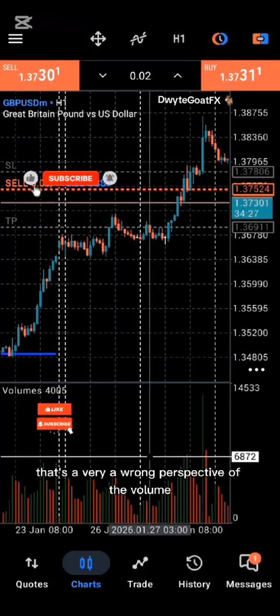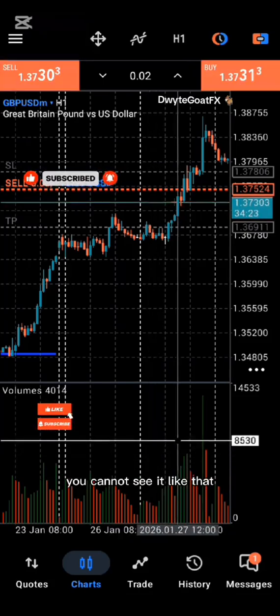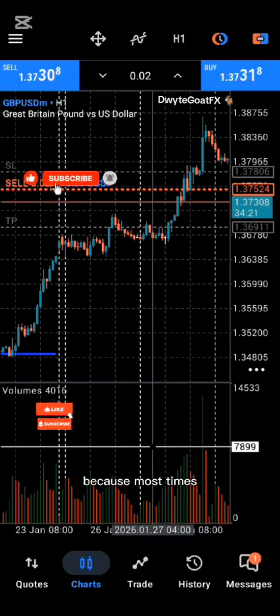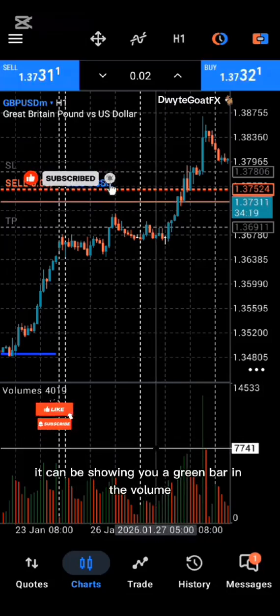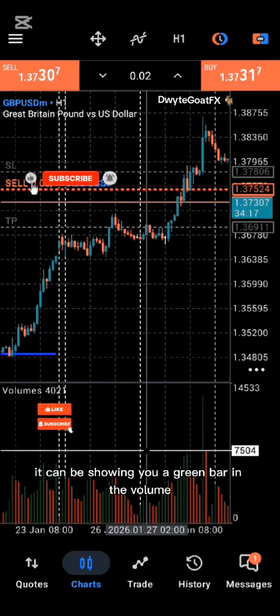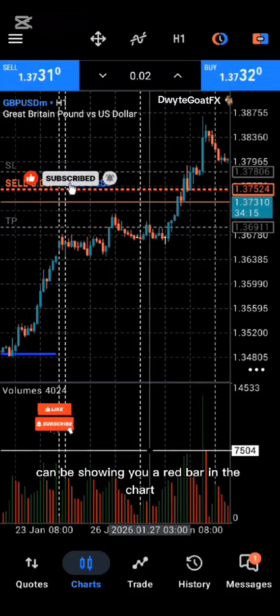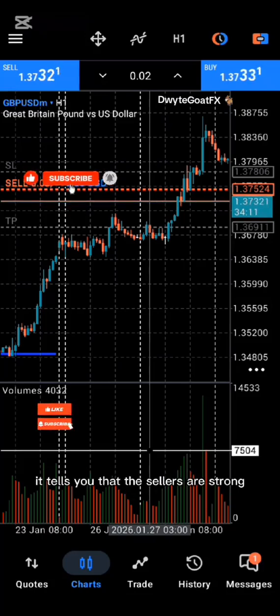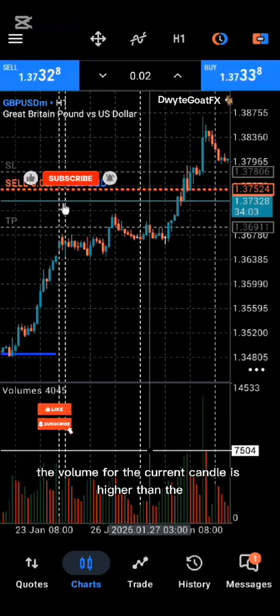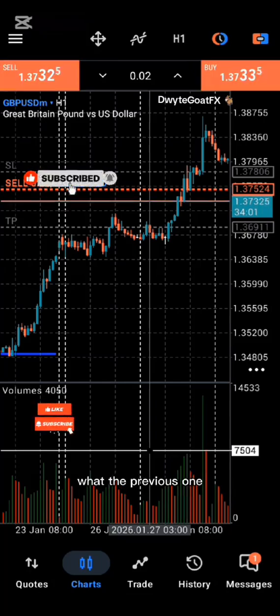No, that's a very wrong perspective of the volume. You cannot see it like that, because most times it can be showing you a green bar in the volume, while over here it can be showing you a red bar in the chart. What does that tell you? It tells you that the sellers are strong. Just as we see, the green bar indicates the volume for the current candle is higher than the previous one.